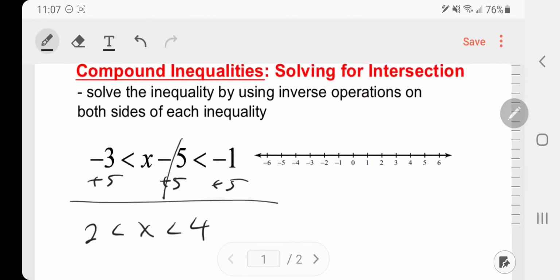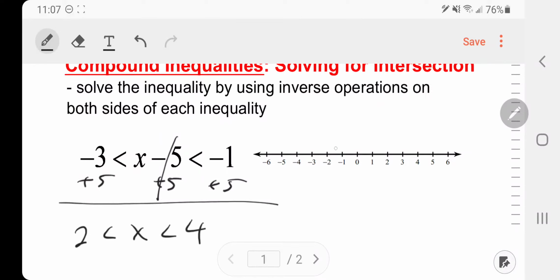Okay, so the way to graph this is I would put my open circle at 2. I would also put an open circle at 4 because both these inequalities do not have a line underneath, and I'm shading everything that's in the middle because those are the numbers that are in between 2 and 4, where x is greater than 2 and less than 4.